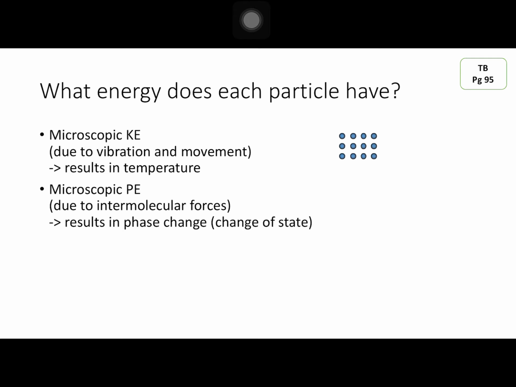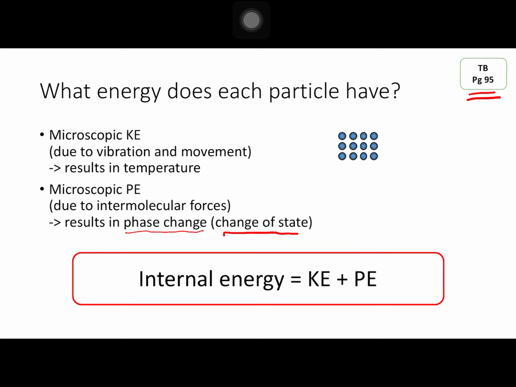So the further the particles are from each other, the greater the internal PE. So this results in a phase change. Now phase change, I don't know if you have heard of this term before, but it means change of state. If you go to textbook page 95, you can see this highlighted in your textbook. And the internal energy of the substance will be the addition of the internal KE plus the internal PE.